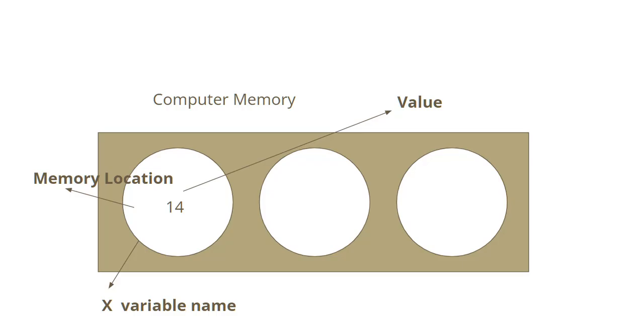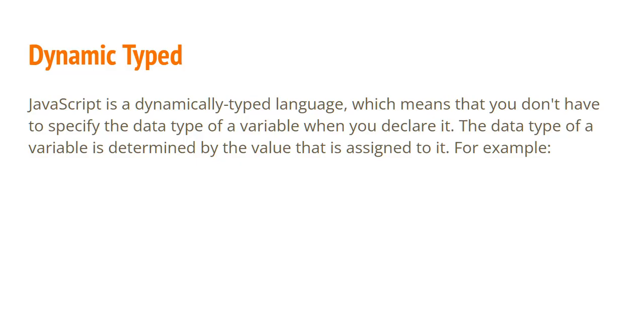In memory, some areas are reserved and these areas are called memory locations. In each memory location, we can store data. For example, if I store the value 14 in a location named x, then x is the variable name. It's similar to how a house has an address. The variable name is like the house address, and the value, such as the number of people living in the house, is the data.